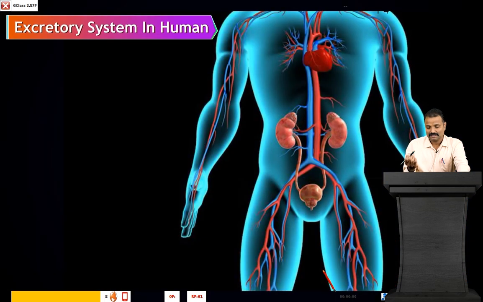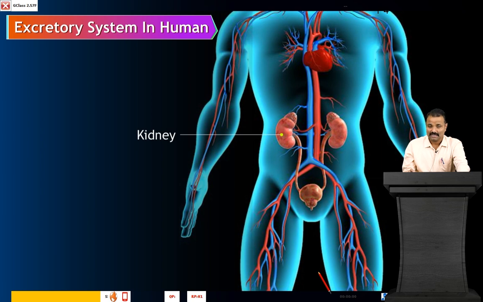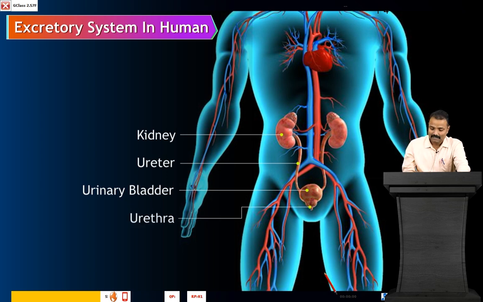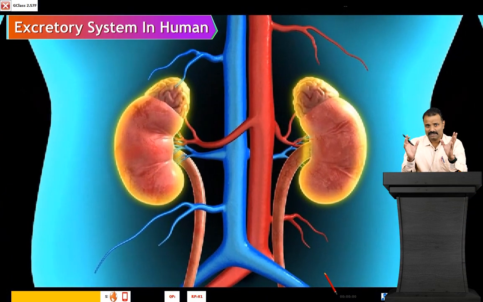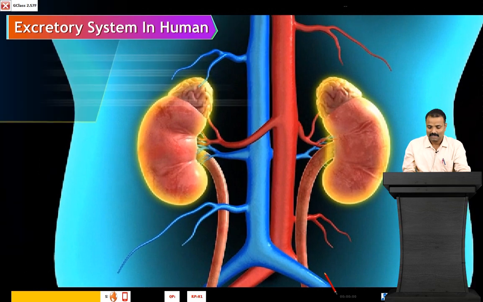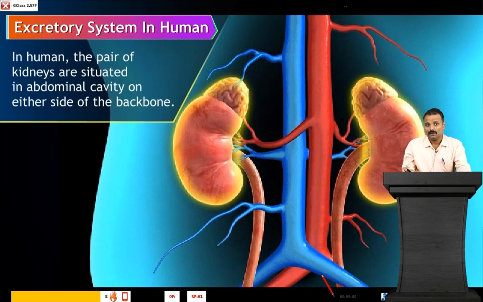So let's summarize different parts here. The first is kidney, second is ureter, third is urinary bladder, and at last it is urethra. I hope everybody got this. Now students, let's look into these structures, that is kidney. And my question now is, where are they actually located? The kidneys are located in the abdominal cavity on either side of the backbone.